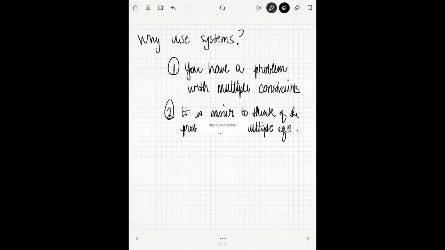So one of the questions students usually have is, why would I want to use a system of equations? Like, why would I want to have to solve more than one equation at a time? And the reason for this is for the usefulness. Suppose you have a problem with multiple constraints.